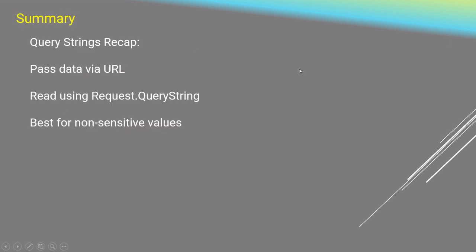To summarize, use query strings for simple non-sensitive data. Pass them using Response.Redirect, retrieve them with Request.QueryString, and avoid them for anything private. They are fast, lightweight, and very easy to implement.